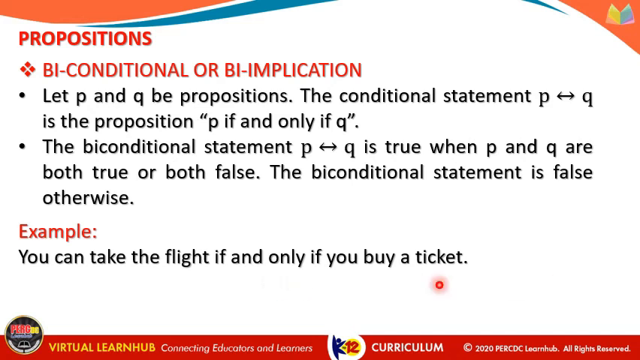Now, if this is true and one is false, then the other must also be false. So let's say if you did not take the flight, then it just means that you did not buy a ticket. Again, it can also be the other way around. If you did not buy a ticket, then you will not be able to take the flight. So again, if this is true, then either both are true or both are false. So that is biconditional propositions.